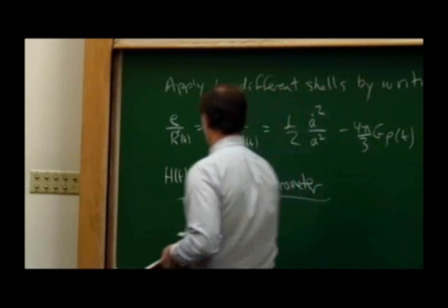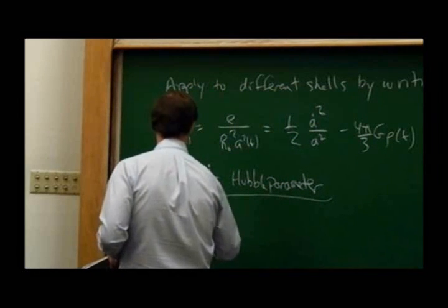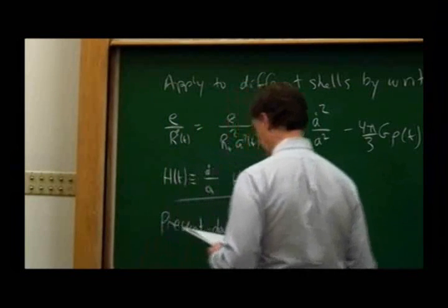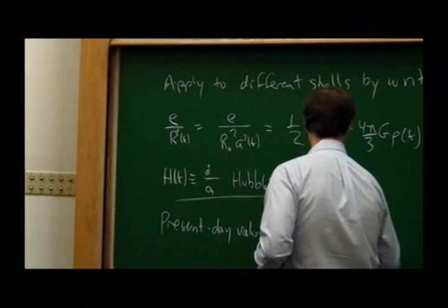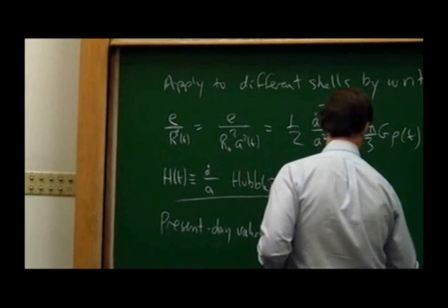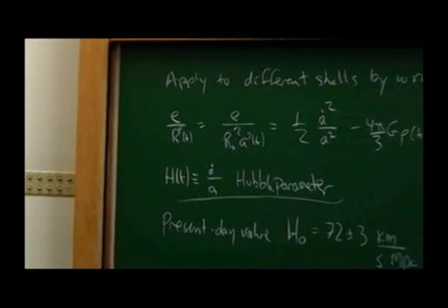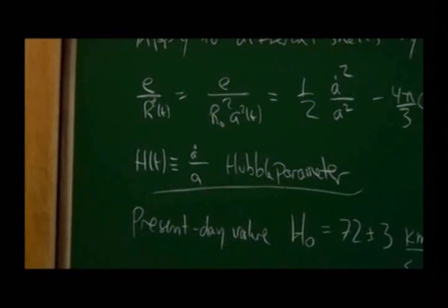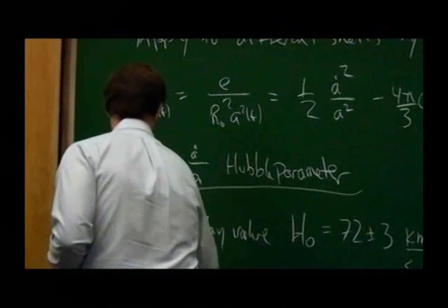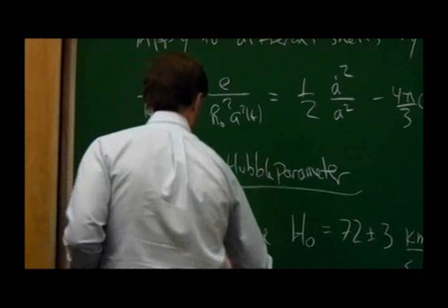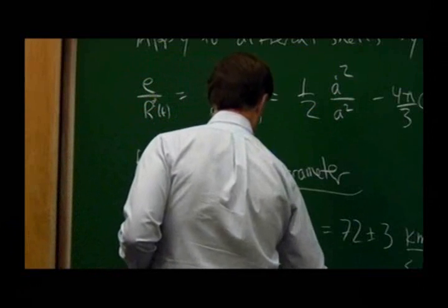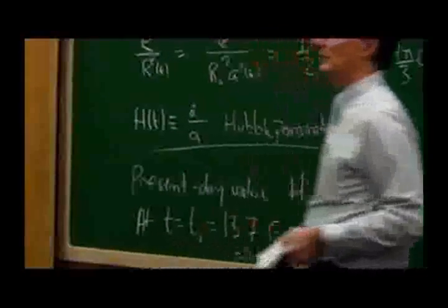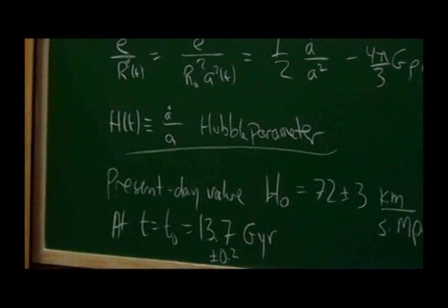Its present-day value, called H naught, is 72 plus or minus 3 kilometers per second per megaparsec. And that occurs at t equals t naught equals 13.7 gigayears. And there are some error bars here, which are something like plus or minus 0.2, but don't quote me on whether it's 0.2 or 0.3.